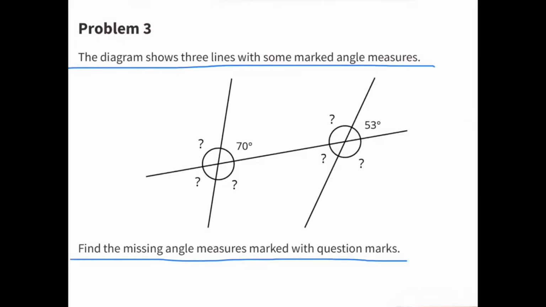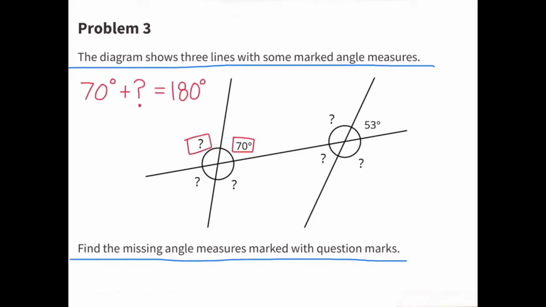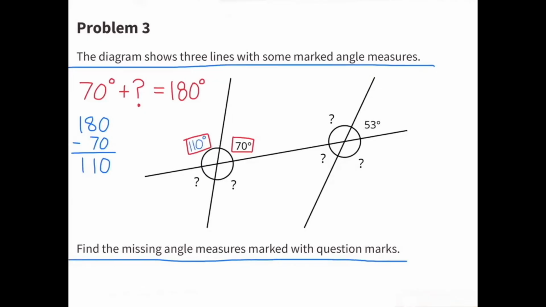Number 3. The diagram shows 3 lines with some marked angle measures. Find the missing angle measures marked with question marks. Well, 70 plus the angle labeled with the question mark to its left would total 180 degrees. So 180 degrees minus 70 is 110. So 110 degrees plus 70 degrees would equal 180 degrees. This question mark represents 110 degrees.